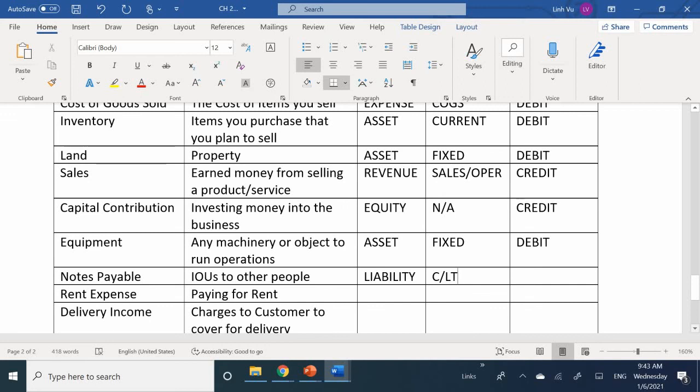What a notes payable is, basically, is IOUs to other people. So when you have this kind of concept, the one thing you can do with IOUs is always defer payments. You're not mandated to pay at a certain time period. You can always defer the payment. So this can actually be a current or a long-term liability.